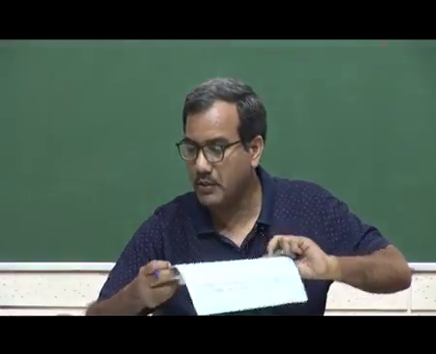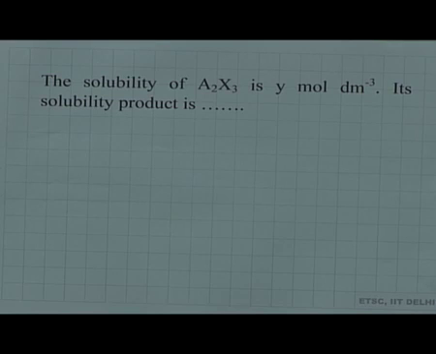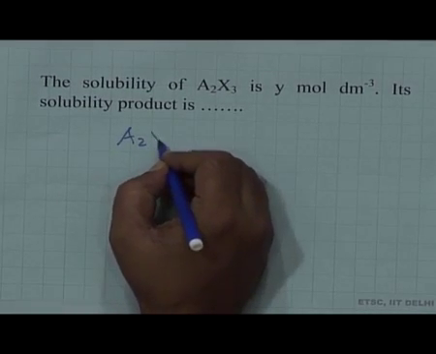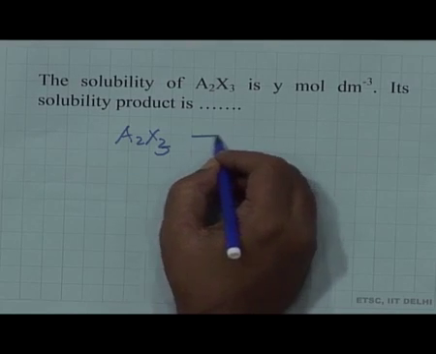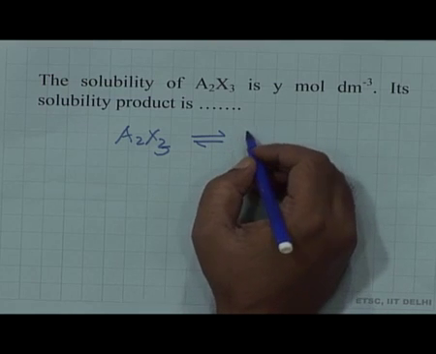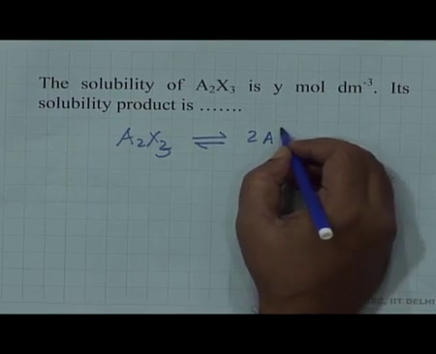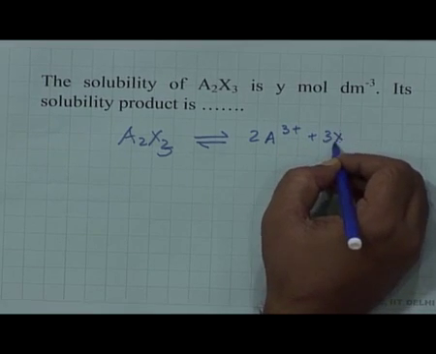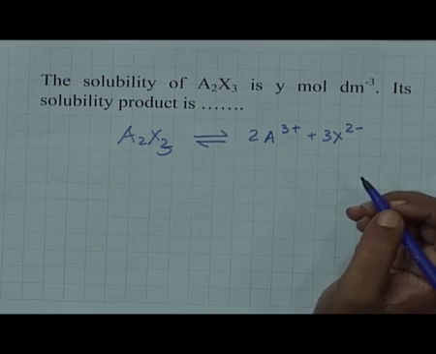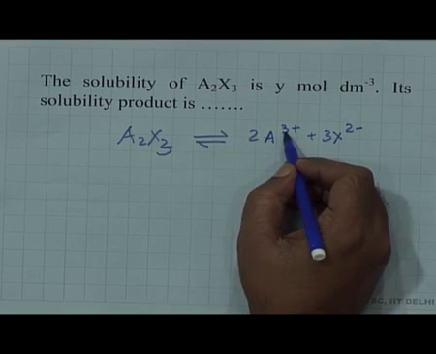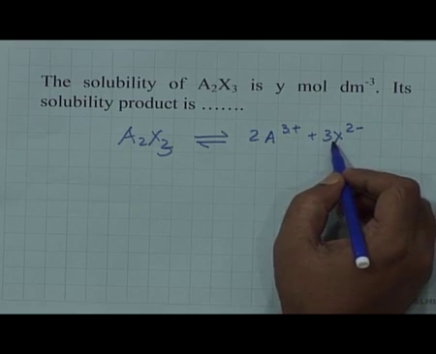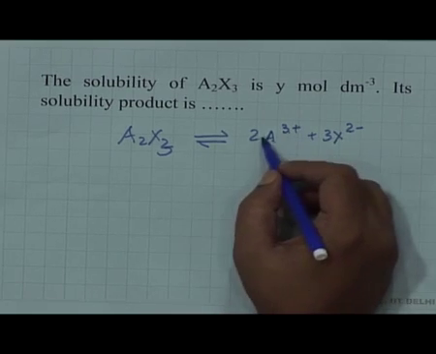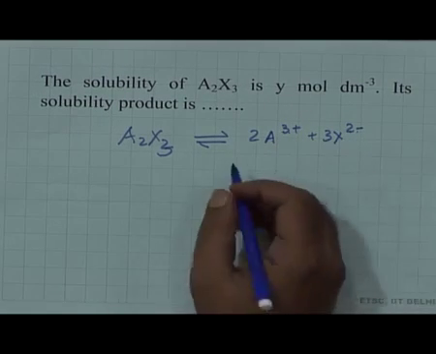So, let us do some questions. For example, the solubility of A2X3 is Y mole per liter. What should be its solubility product? When you put A2X3 into the solution, what you are going to get is 2A3+ and 3X2-. You can see the total charge on A is 2 into 3+, and on X is 3 into 2-, so 6+ and 6-, so the total is neutral.